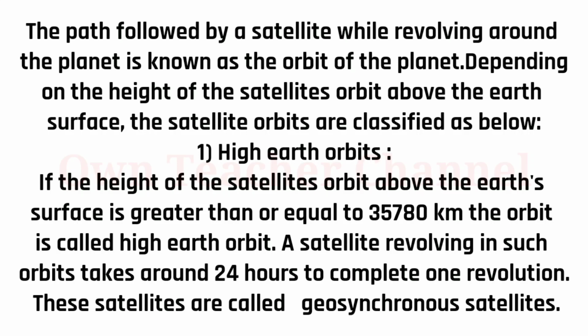If the height of the satellite's orbit above the Earth's surface is greater than or equal to 35,780 km, the orbit is called high Earth orbit. A satellite revolving in such orbits takes around 24 hours to complete one revolution. These satellites are called geosynchronous satellites.